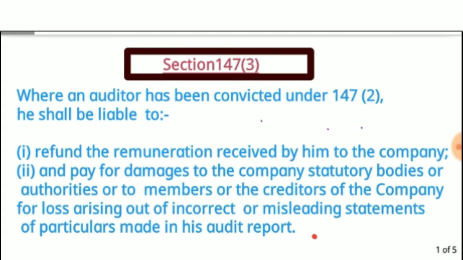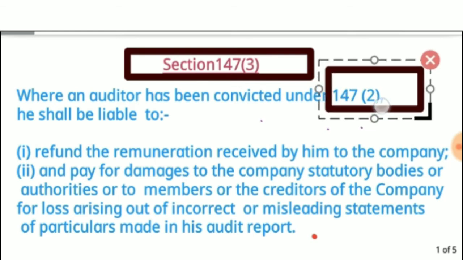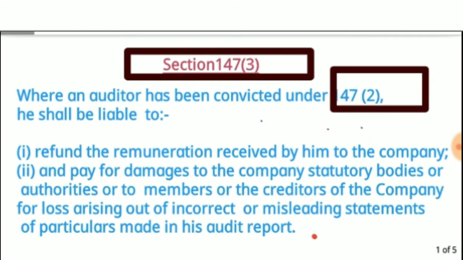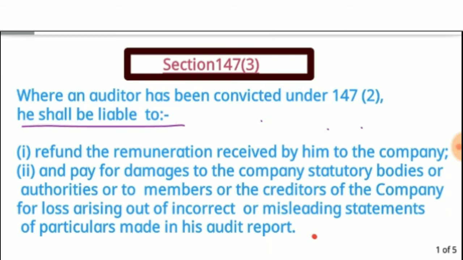Where an auditor has been convicted under section 147 subsection 2, we have already discussed what is happening in section 147 subsection 2. So it is stated that where an auditor has been convicted under section 147 subsection 2, then what? He shall be liable to refund the remuneration received from the company.